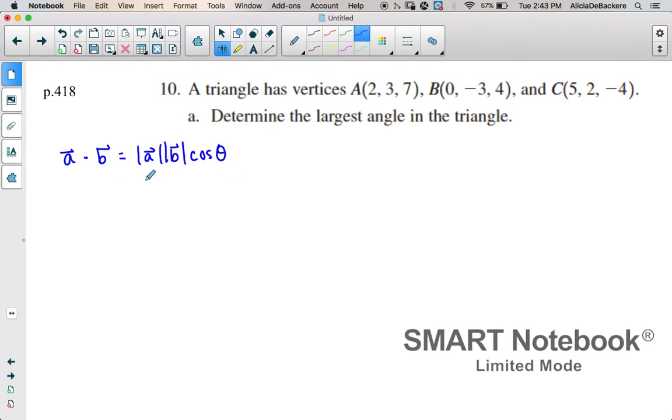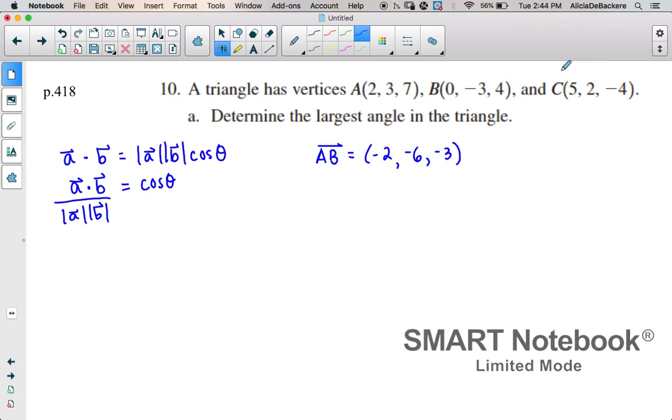So I'm going to rearrange this guy, right, and move the magnitudes over. So I'm going to be using this formula here. In order to do that, I have to have the vectors for each side of the triangle. Remember that these guys are just points, so I need to find the vectors for each side. So I'm going to do A to B, and so I'm subtracting the components here. So I'm going to get 0 minus 2 is negative 2, and then I'm going to get negative 3 minus 3, so negative 6, and then I'm going to get 4 minus 7, so negative 3.